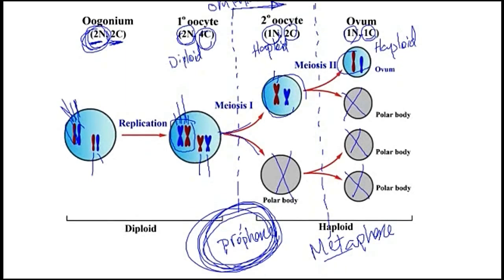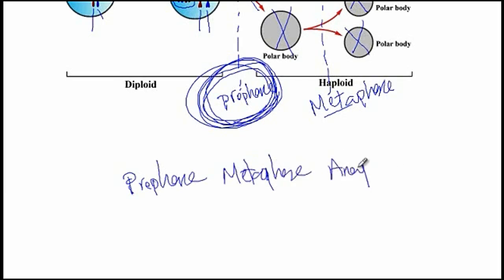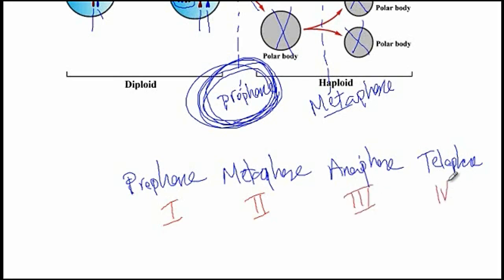Now, the memory aid that I'm using to remember what stage of meiosis 1 and meiosis 2 is getting arrested in females is this. First, let's write: prophase is the first stage of meiosis, then metaphase, then we have anaphase, and then we have telophase. Then we can give numbers to each stage. Prophase is stage 1, metaphase stage 2, anaphase stage 3, and telophase is stage 4.